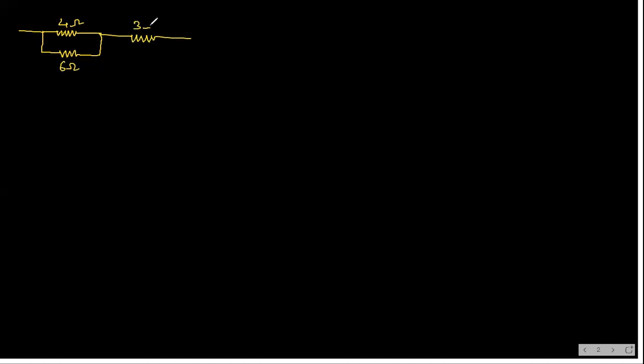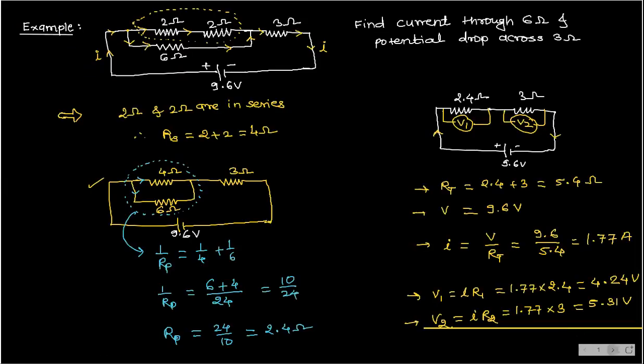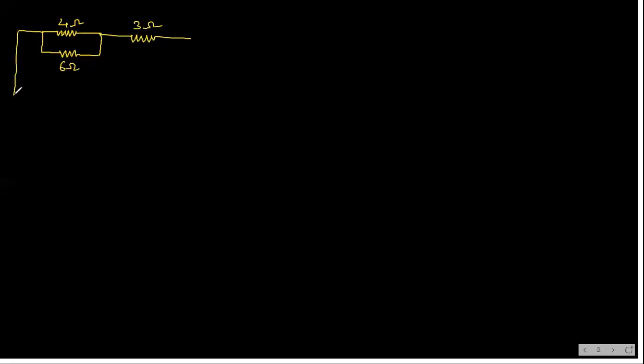And here it is 3 ohm. Yes, no? And now down is 9.6 volt. Now can I write here that this is V1 across this? Yes or no? And this is V2 across this 3 ohm. Can I write like this?